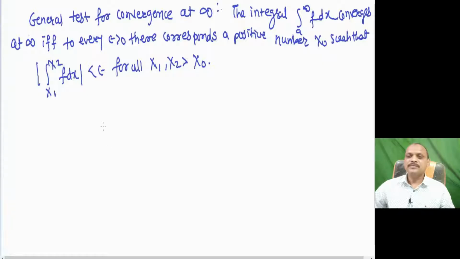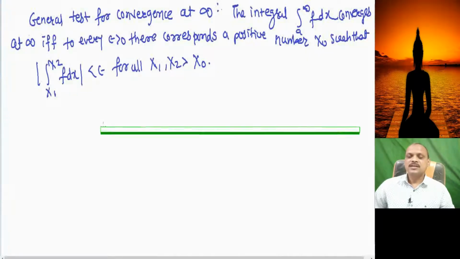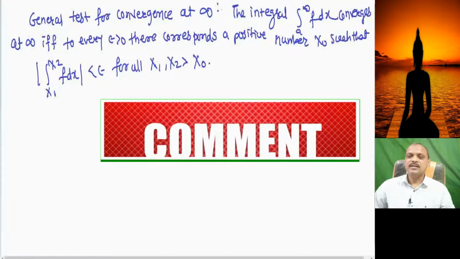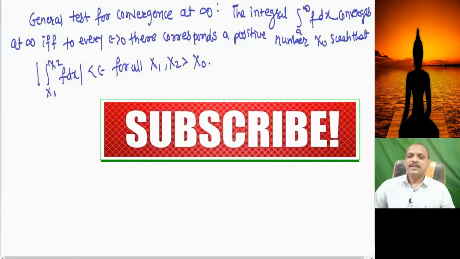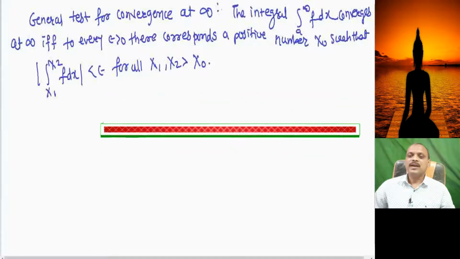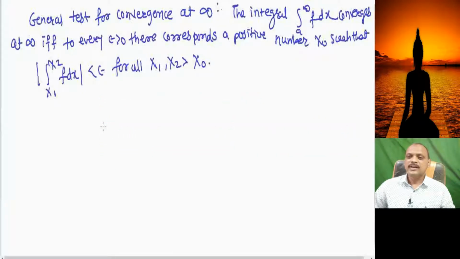In this video we can see the general test for convergence at infinity. It is also known as Cauchy's test at infinity. The point of Cauchy's test, the general test at infinity, is that the integration of f converges at infinity if for every epsilon greater than 0 there exists a positive number x0 such that the mod of the integration of f between the limits x1 to x2 is less than epsilon.